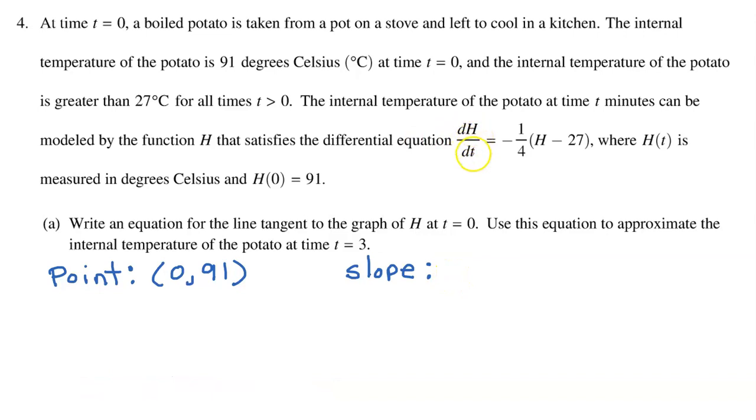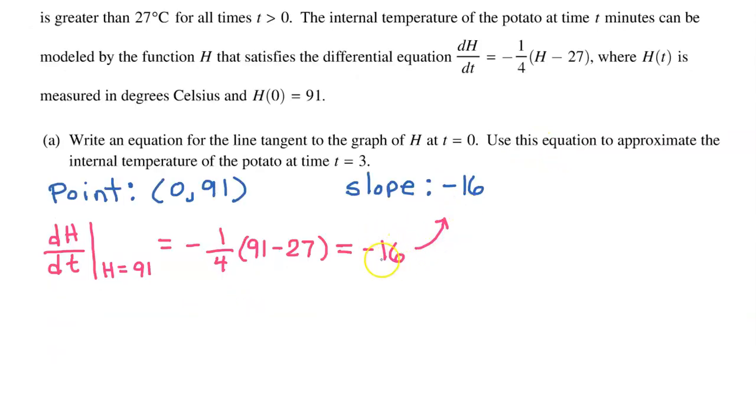The function dh/dt will give us the slope at any point. We just need to evaluate dh/dt at the point (0, 91). Since dh/dt is only a function of h, all we have to do is plug in 91. This turns out to be negative 16, so the slope of the tangent line is negative 16. Now that we have a point and the slope, we can easily write the equation of the tangent line.